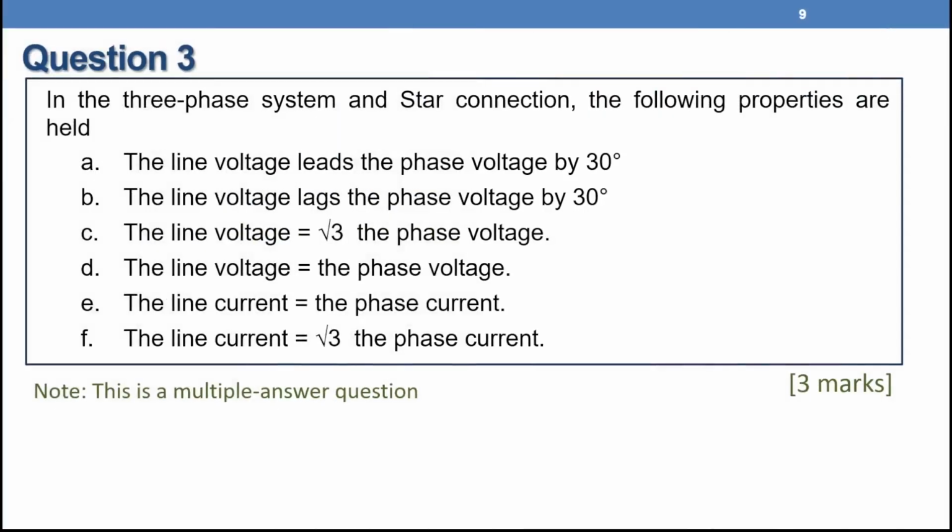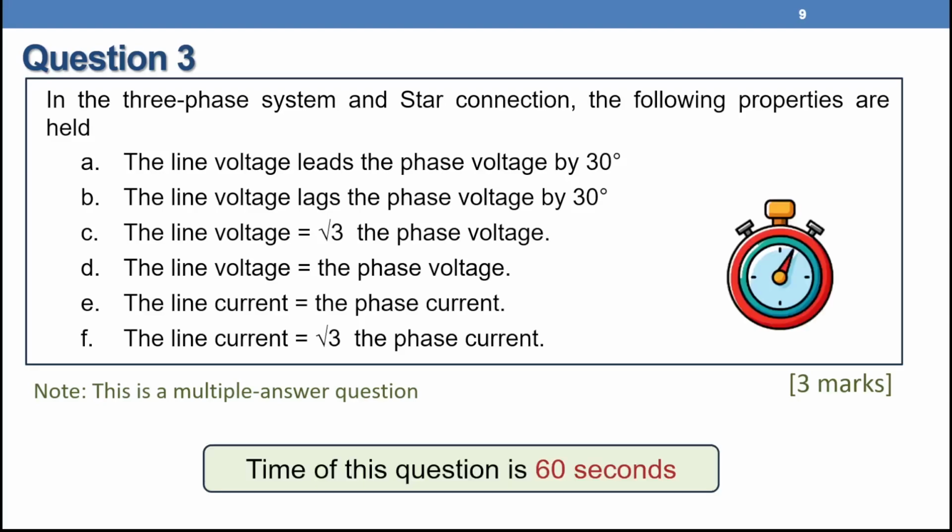Question number 3. In the three-phase system and star connection, the following properties are held. The line voltage leads the phase voltage by 30 degrees. The line voltage lags the phase voltage by 30 degrees. The line voltage equals root 3 the phase voltage. The line voltage equals the phase voltage. The line current equals the phase current. The line current equals root 3 the phase current. Please note, this is a multiple answer question. The time of this question is 60 seconds.